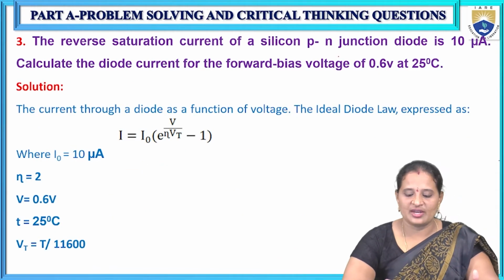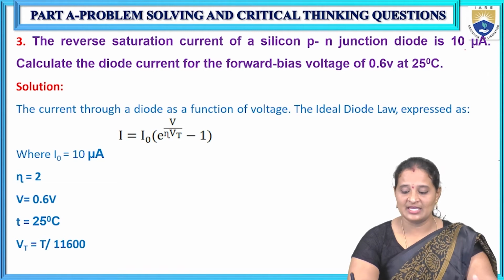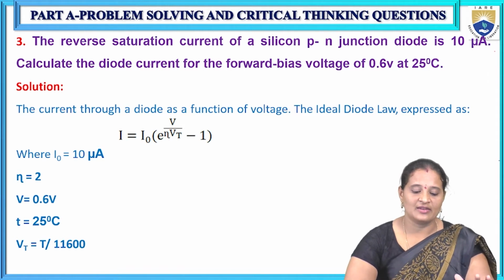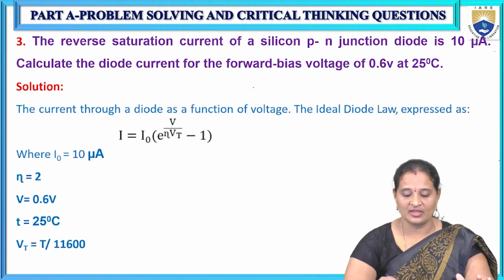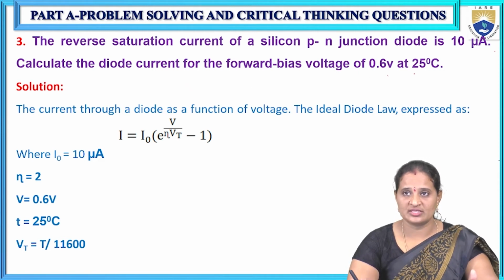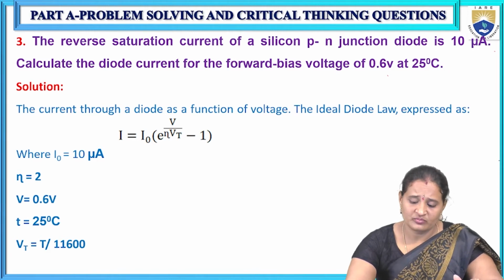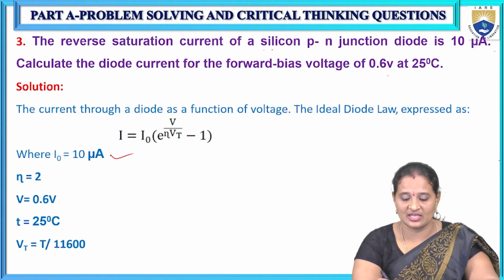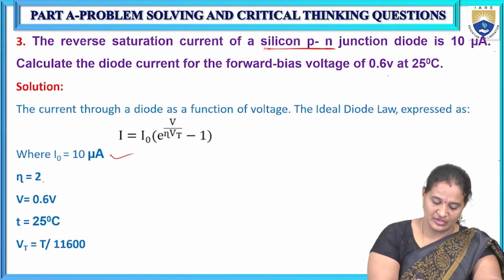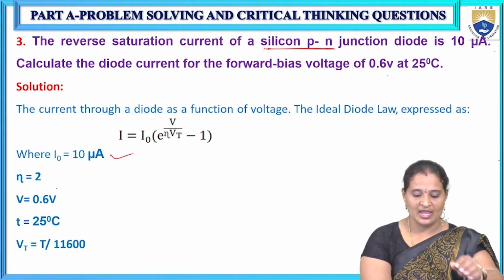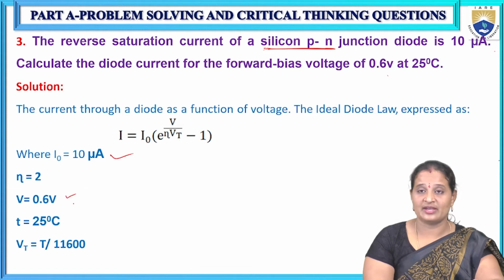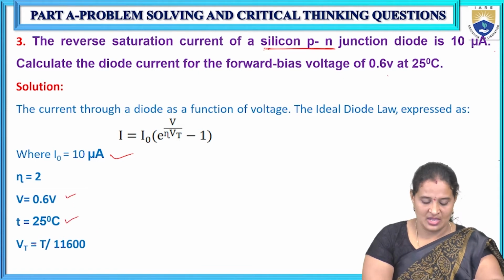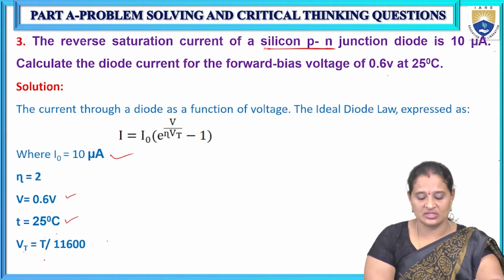Now the reverse saturation current of a silicon PN junction diode is 10 microamperes. Calculate the diode current for the forward bias voltage of 0.6 volts at 25 degrees centigrade. Okay, so here what are the values given? I0 is given, eta value. It is mentioned that it is a silicon PN junction diode. So that means we need to consider eta value as 2 and V is 0.6, voltage applied is 0.6, temperature is given, and the Vt value we have to calculate by using formula T by 11,600.